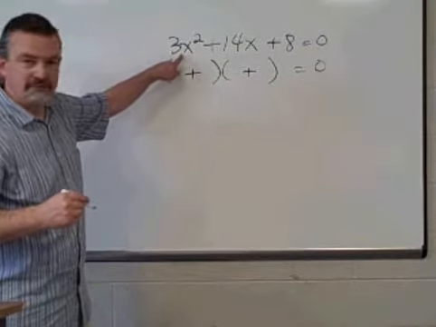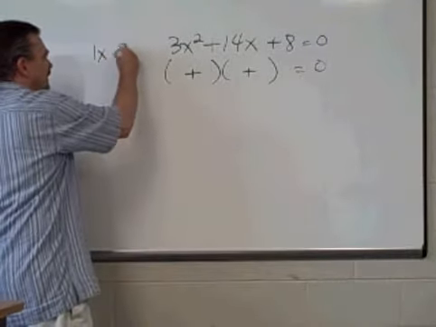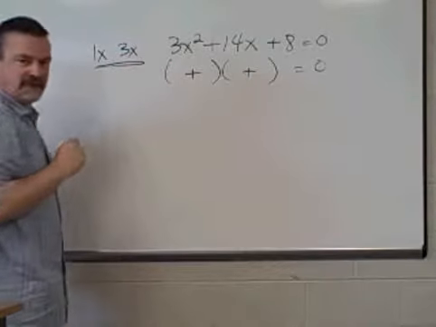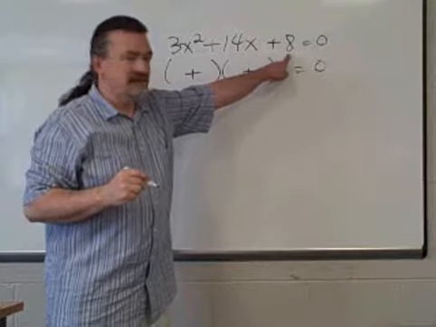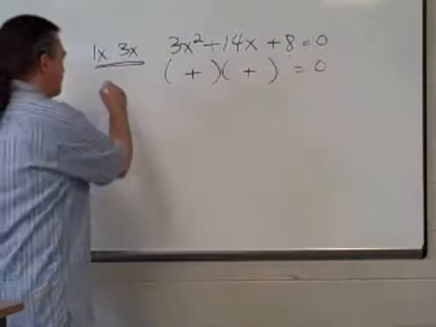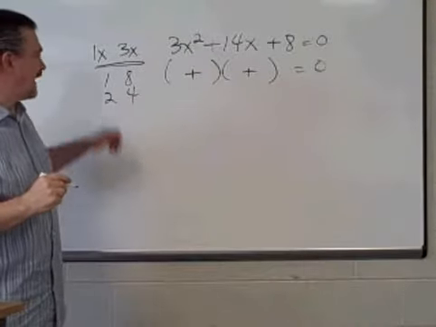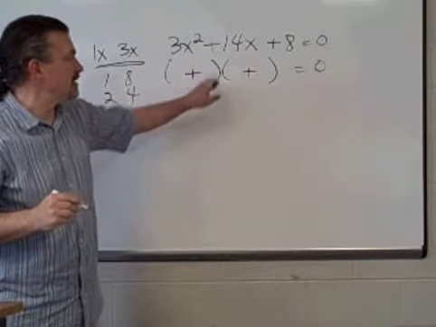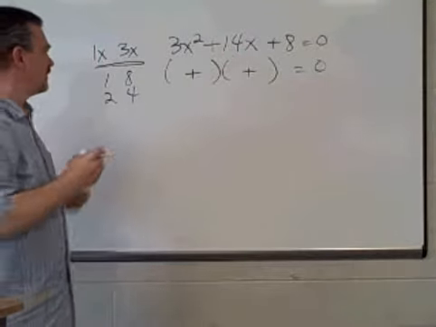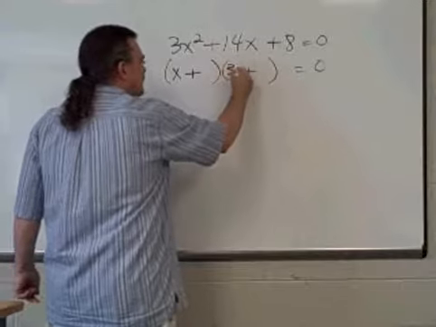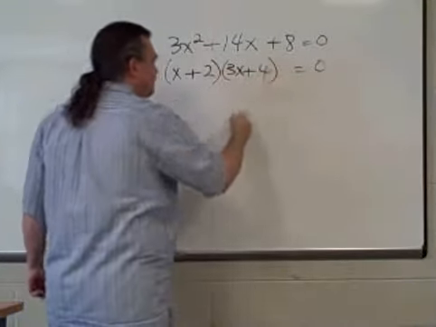You ask yourself what factor pairs would make 3x squared. That would be 1x times 3x. Then we look at what factor pairs would make 8. That would be 1 times 8 and 2 times 4. Now we need to pick the right combination that will make plus 14x with the O and the I of FOIL. So let's put x here, let's put 3x there, and let's put the 2 here and the 4 there.